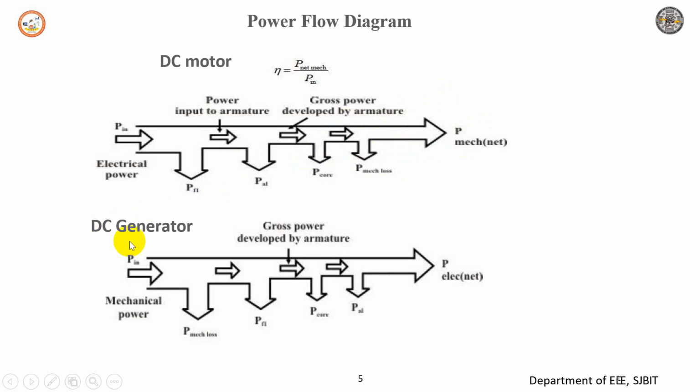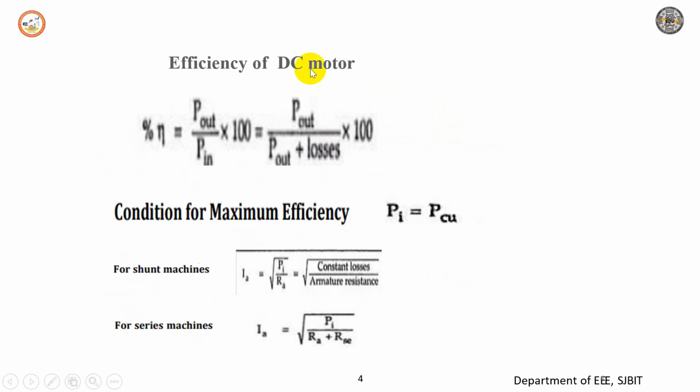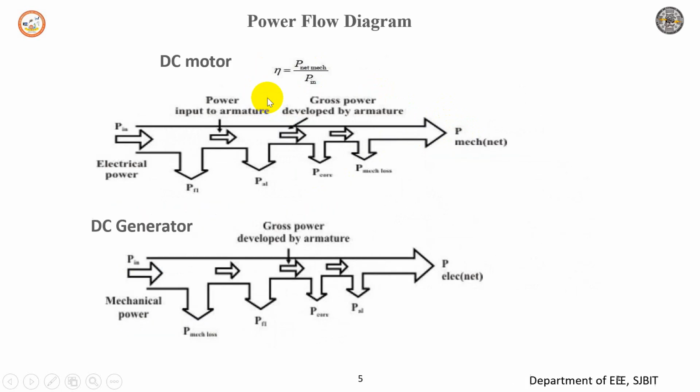If you see the DC generator, we have a mechanical power input and an electrical power output. So the gross power developed by the armature, we have mechanical losses and copper losses here, and core losses here. This is the power flow diagram of a DC machine. In between the electrical power developed in the armature and the input of mechanical power, we have iron and friction losses, and then between the electrical power developed and the electrical power output, we have copper losses for a generator. If you look at the DC motor, it is reverse.